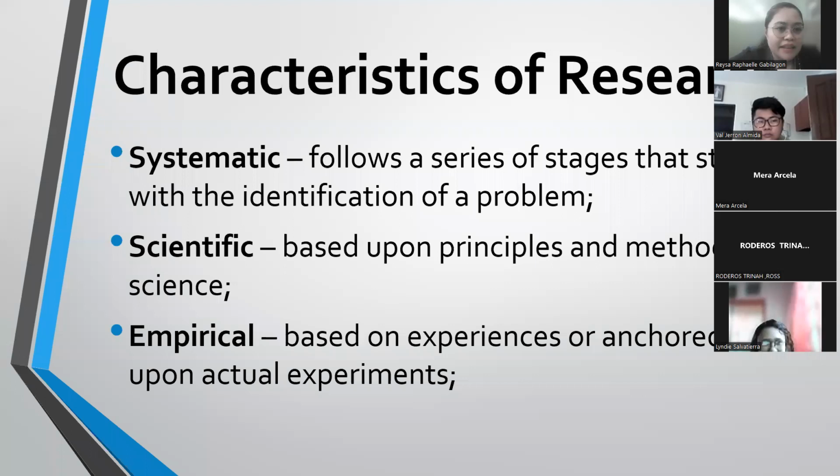When you say systematic, in research class, we follow a series of stages. And that stages class starts with the identification of a problem. So I guess I have presented this last time sa inyo. Now we are now on the stage of selecting your problem. That is why you are doing your concept paper. And then after that, we are going to formulate a research title.